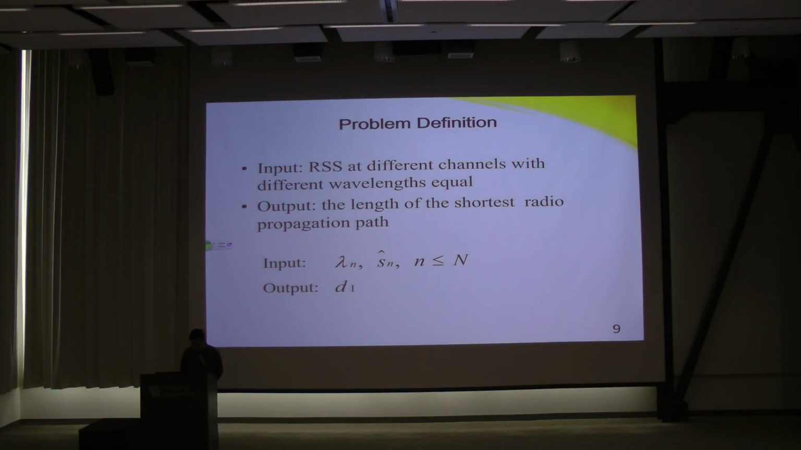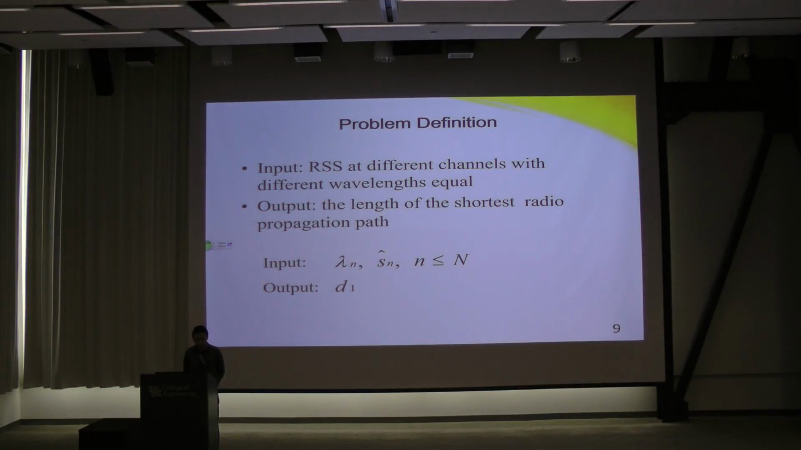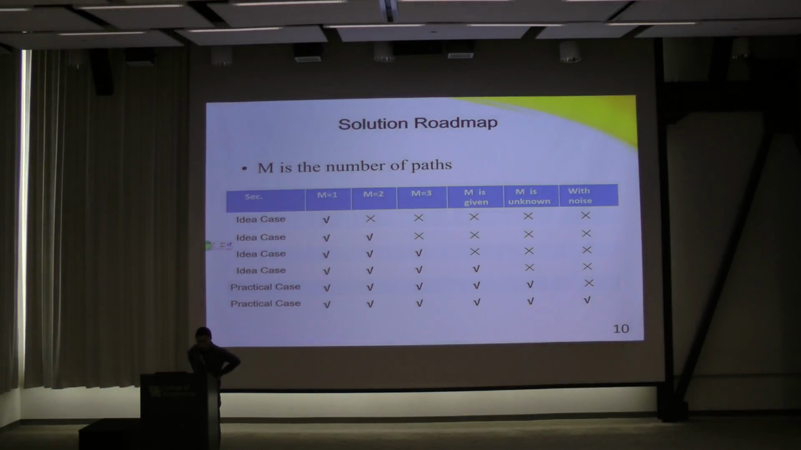Our problem definition is: all of the inputs are different channels' RSS, and we can compute out the length of the shortest radio path, the line of sight path. This is our solution.